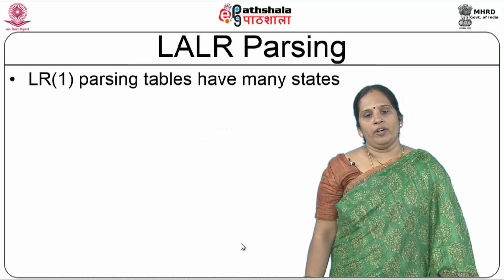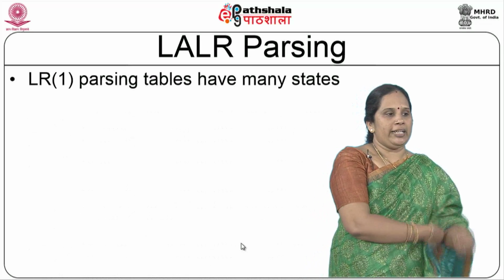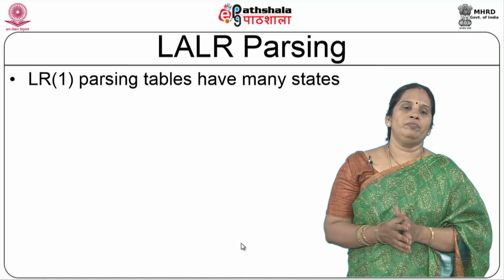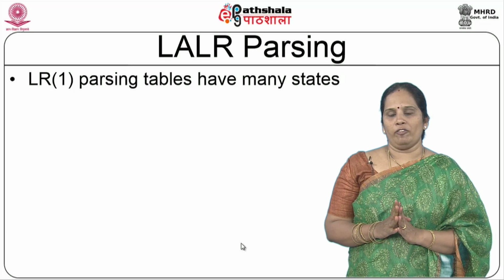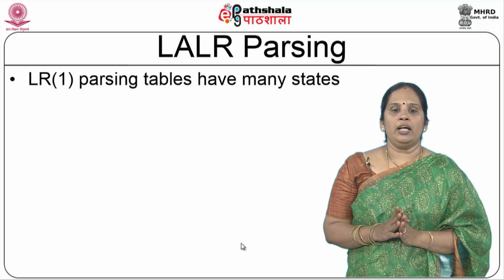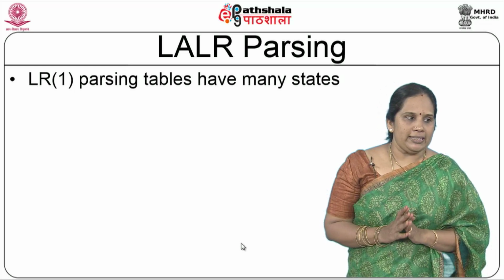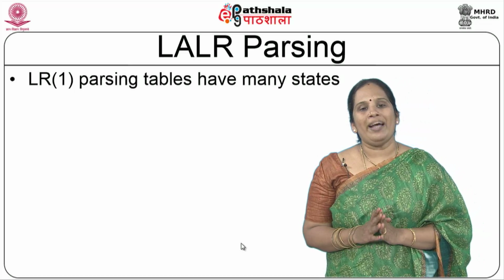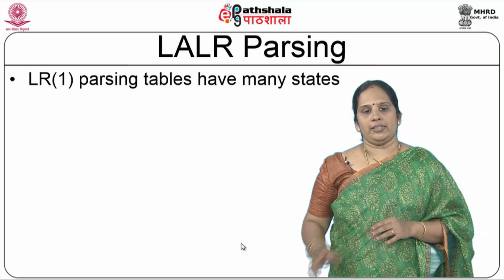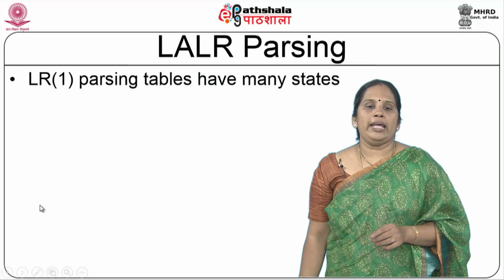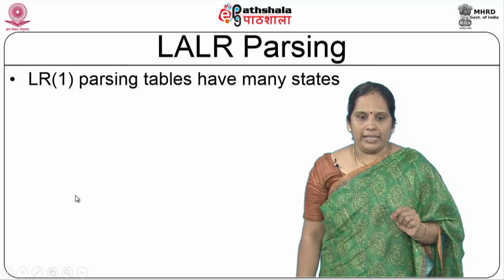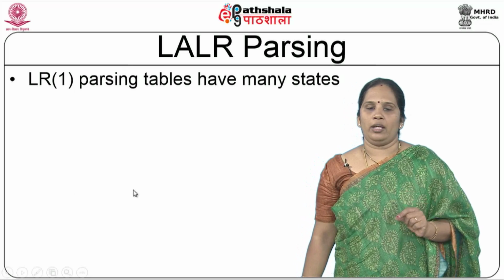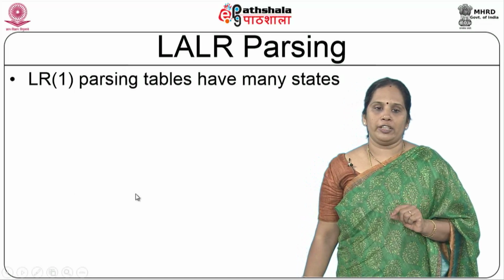The LR(1) parsing table has many states. The canonical LR parsing table uses the LR(1) item sets, and this has got many states. That is a drawback of the canonical LR parser. So, how does the look ahead LR handle this, and how does it compensate for the robustness of the canonical LR parser? That is what we are going to look at first.